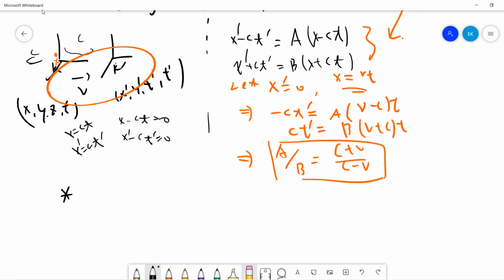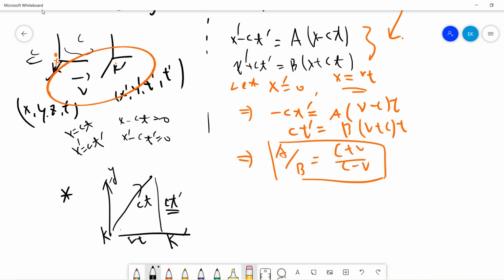The idea is that we can just emit light. Let's say this is K, this is K prime, and this is vt. I can emit light in the y direction, so I emit ct, and the corresponding distance is ct prime. By the Pythagorean principle, c squared t squared minus v squared t squared equals c squared t prime squared.